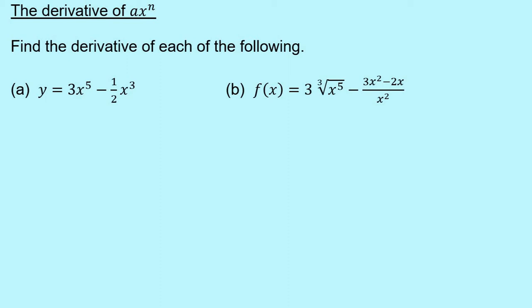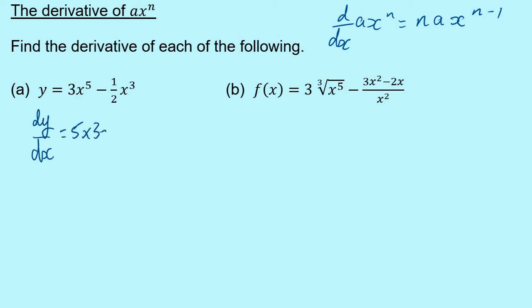So this video will look at the derivative of functions where the terms are in the form ax to the power of n. The derivative of that, we multiply by the power and we subtract 1 from the power. So the derivative of this first function is 5 times 3x to the power of 4 minus 3 over 2 x squared.